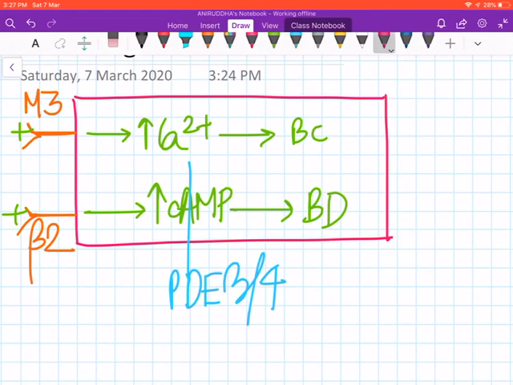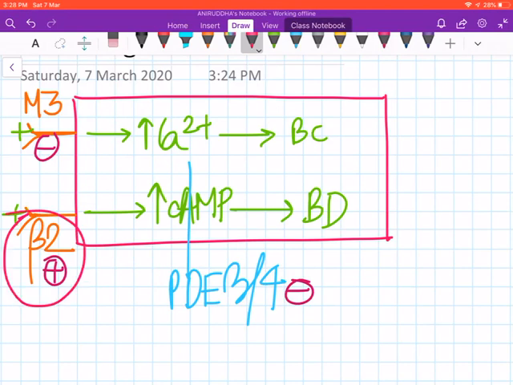So number one, we can give an M3 blocker, so the intracellular calcium levels go down and the bronchial smooth muscle cells relax. Also, we can give a beta 2 agonist, which increases cyclic AMP levels, causing bronchodilation. Also, we can give phosphodiesterase inhibitors, which will of course maintain a steady level of intracellular cyclic AMP, resulting in bronchodilation. So, the class of drugs we are going to discuss here today are the beta 2 agonists.